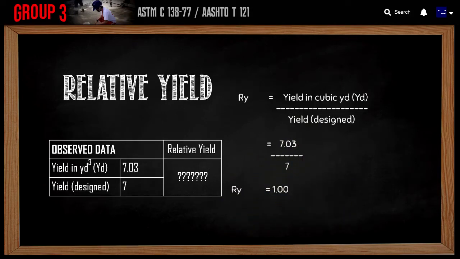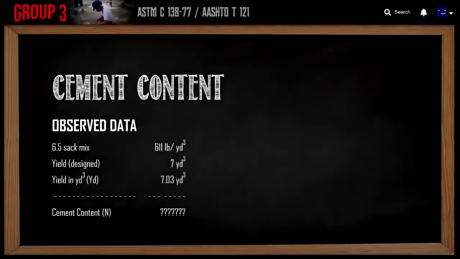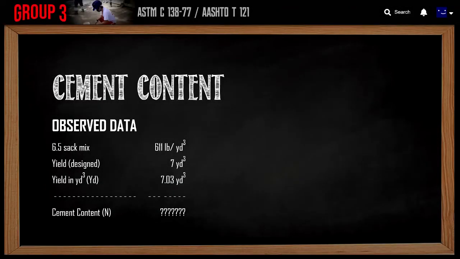A question that frequently comes up is, what is wrong with overyielding? You wind up with more concrete, and that's not a good thing. Well, let's take a look at that by calculating the actual cement content. Again, in this particular case, we designed for 7 cubic yards, but we over-yielded to 7.03 cubic yards.